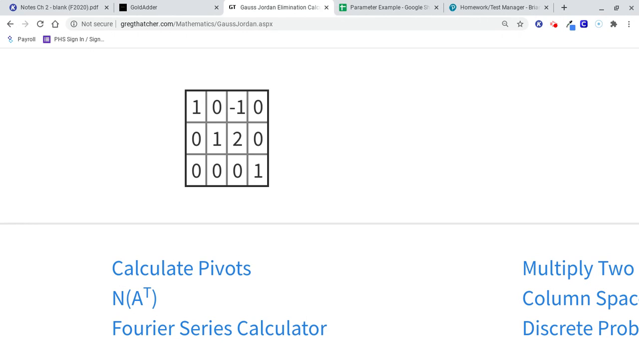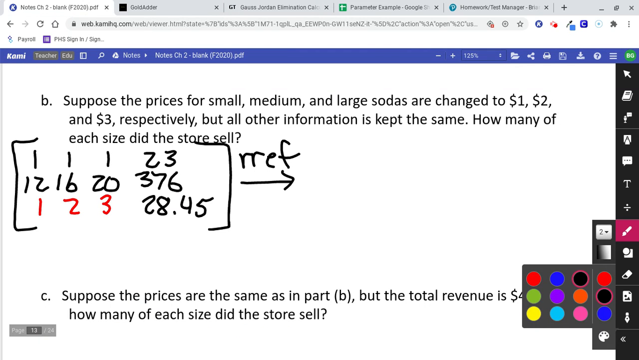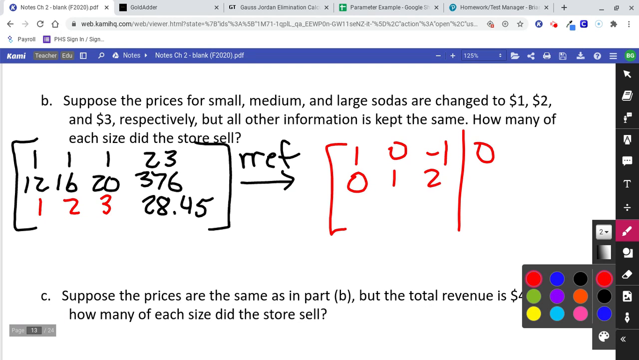But of course not. It's not going to. You're not going to have $1, $2, and $3 add up to $28.45. So of course that's not going to work. The reduced row echelon form was 1, 0, negative 1, 0, 0, 1, 2, 0, 0, 0, 0, 1. Again, that bottom row tells me this is going to be no solution.